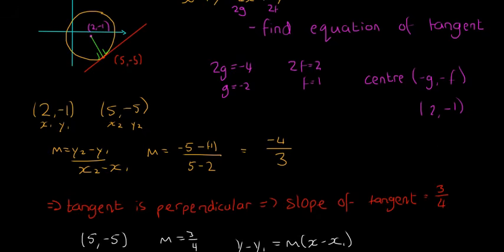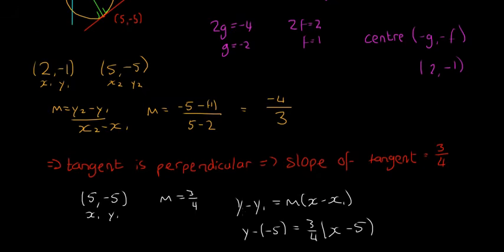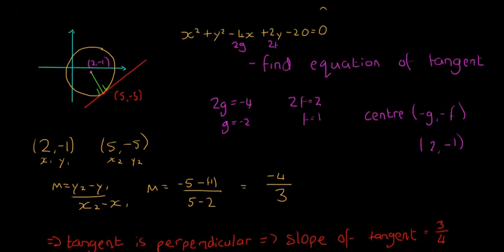And we have the point that the tangent goes through. So we can use y minus y1 is equal to m by x minus x1 to find the equation of the tangent, because we have a point and we have the slope. Alright, so that's that one done.